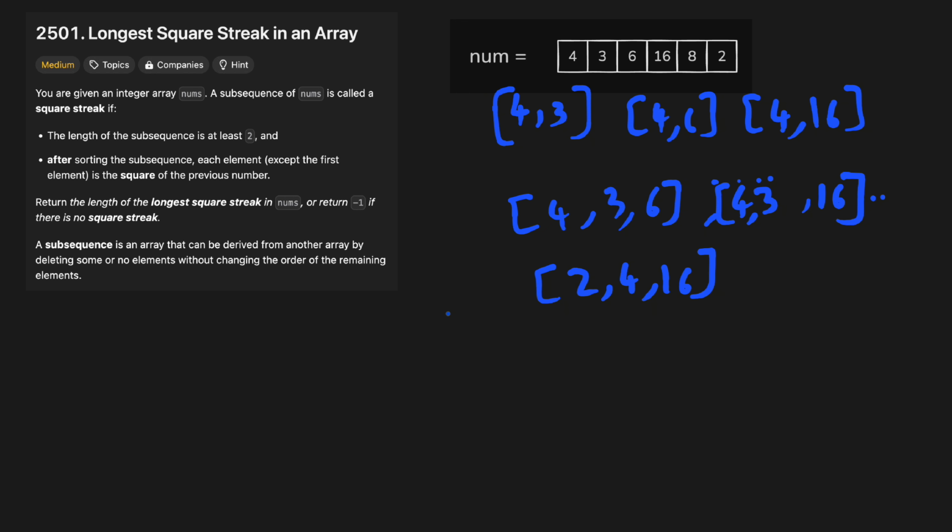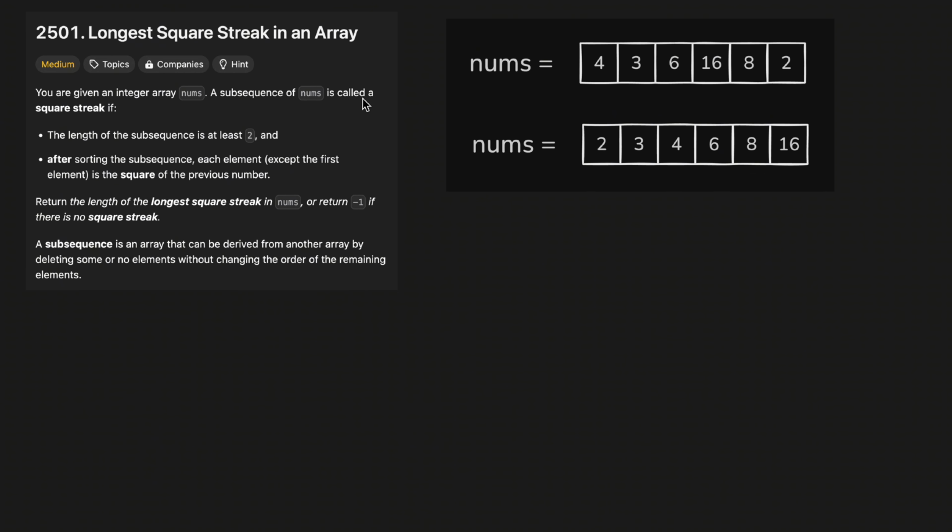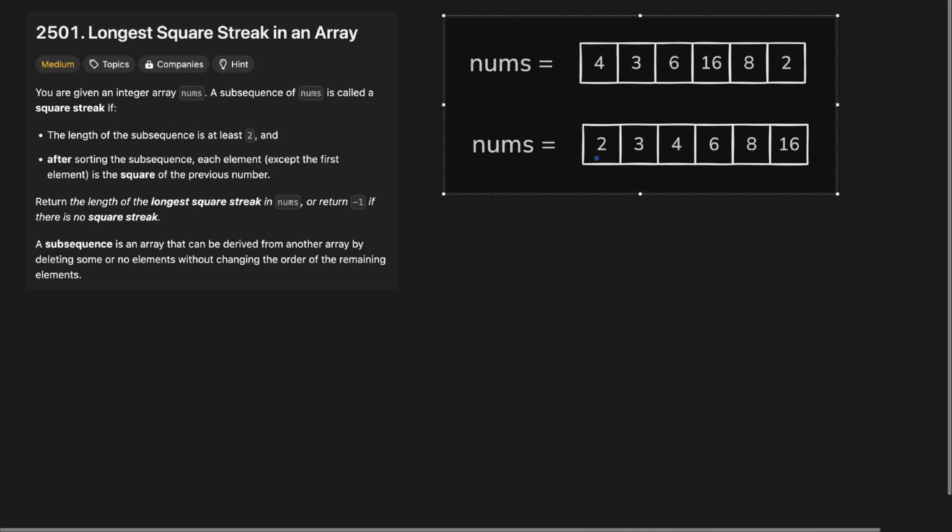But generating all the subsequences will require time complexity of 2 to the power of n, and then checking if a subsequence is meeting the criteria of a square streak requires time complexity of O of n, and hence overall time complexity will be O of n into 2 to the power of n, which is super inefficient. A more efficient approach is to sort the array because then we get the smallest number first and we can start building the streak starting from it.